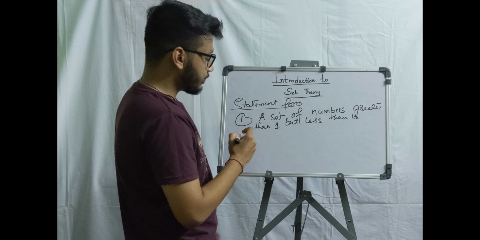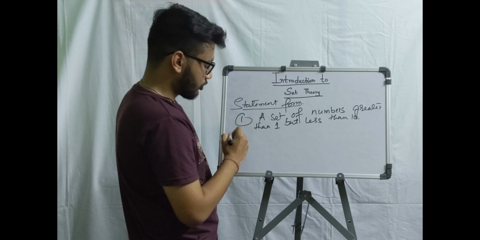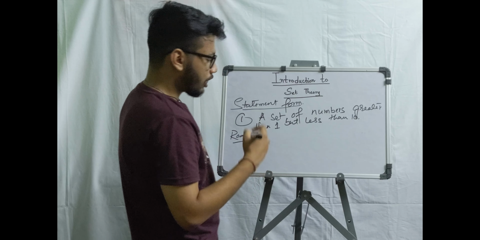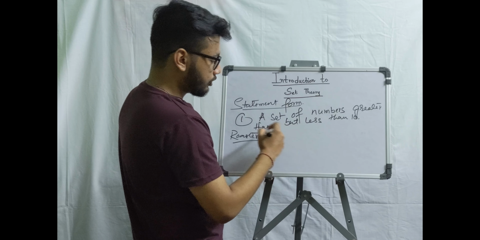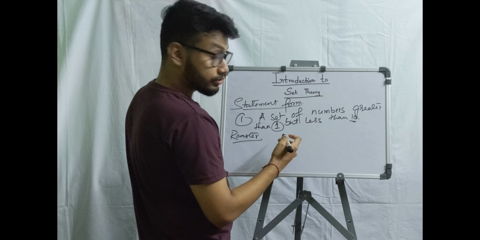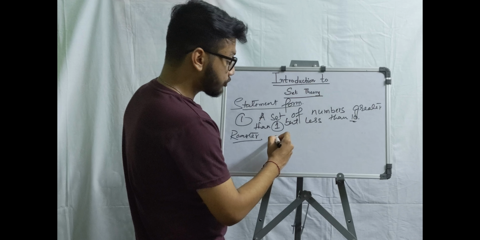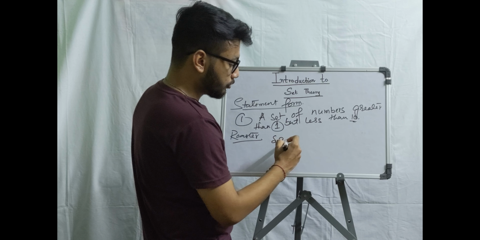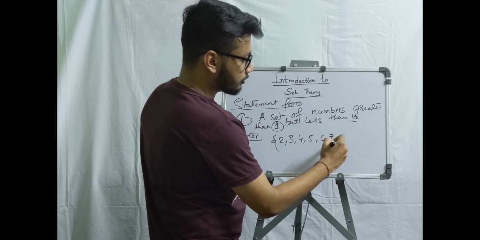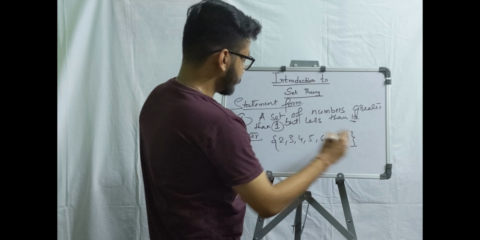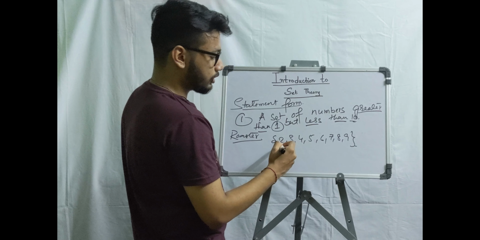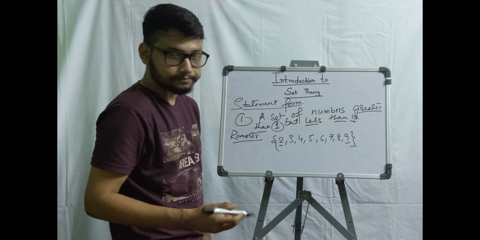Now similarly, what is the roster form of this particular sentence? I'll write simply the numbers which are greater than 1 and less than 10, the way we have explained what a set is. So I write 2, 3, 4, 5, 6, 7, 8 and 9. Yes, because it says greater than 1 and less than 10, so it will start from 2 and end at 9.